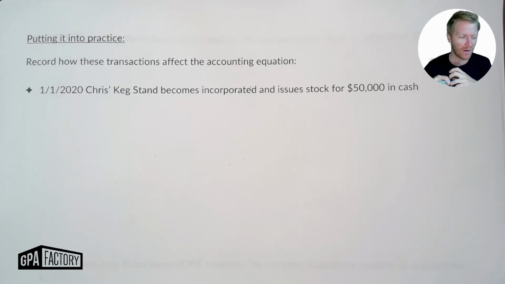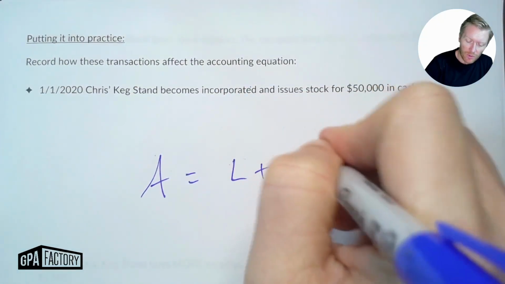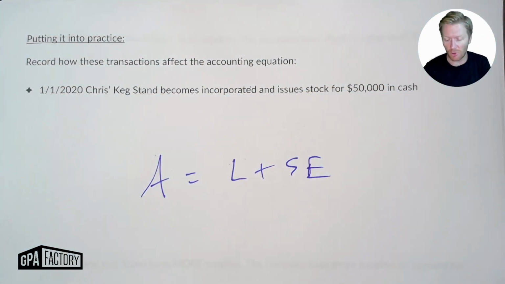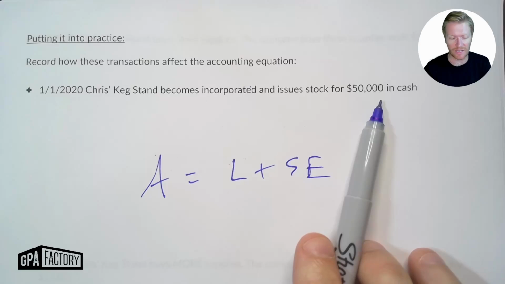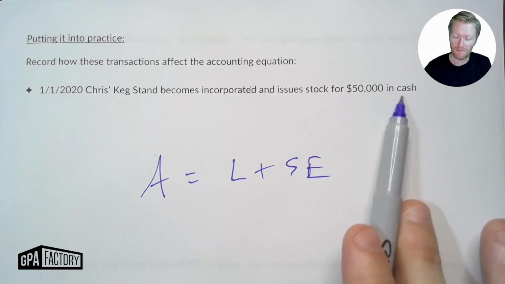Make sure that you are at least trying it out so you can see whether you're on the right track, whether you understand what's going on. Let's take a look together. After you've paused the video and tried these out on your own, we're going to say Chris's Keg Stand becomes incorporated, issues stock for $50,000 in cash. Again, I'm always going to try to look for cash first. We see that we are getting $50,000 in cash.